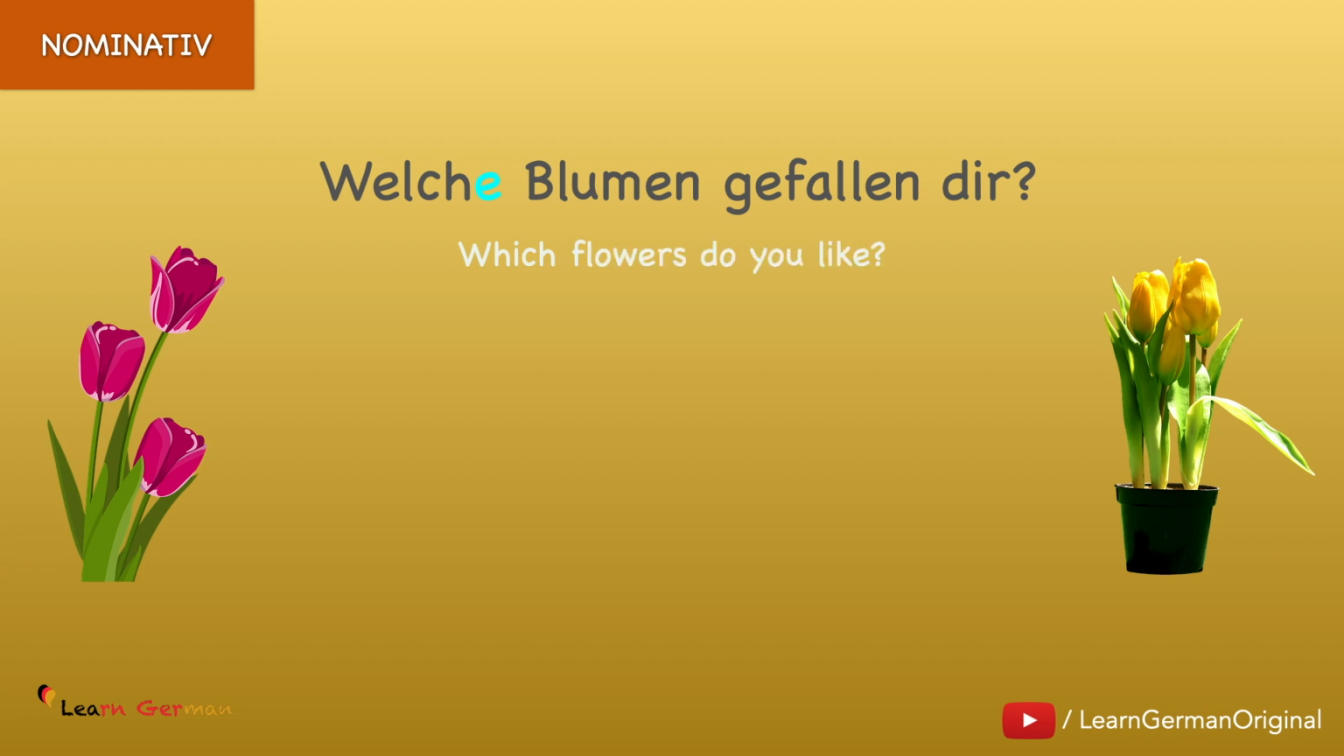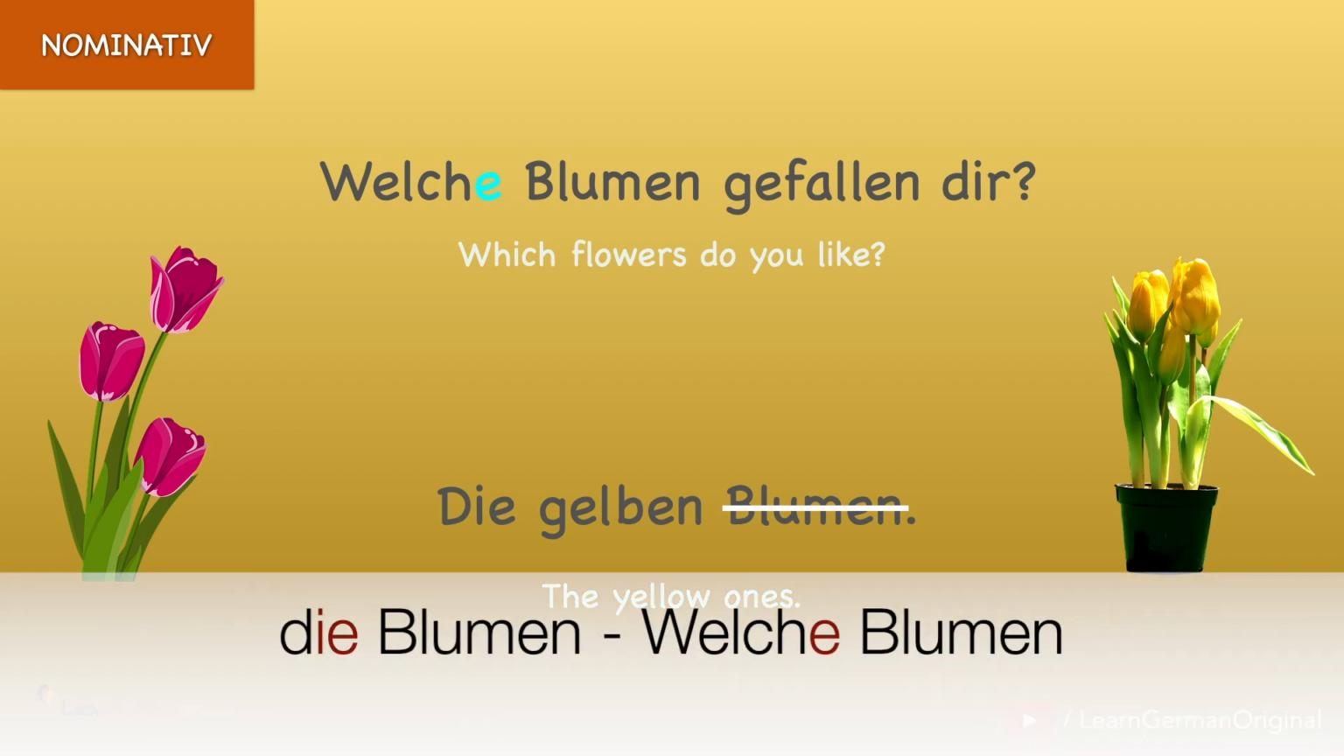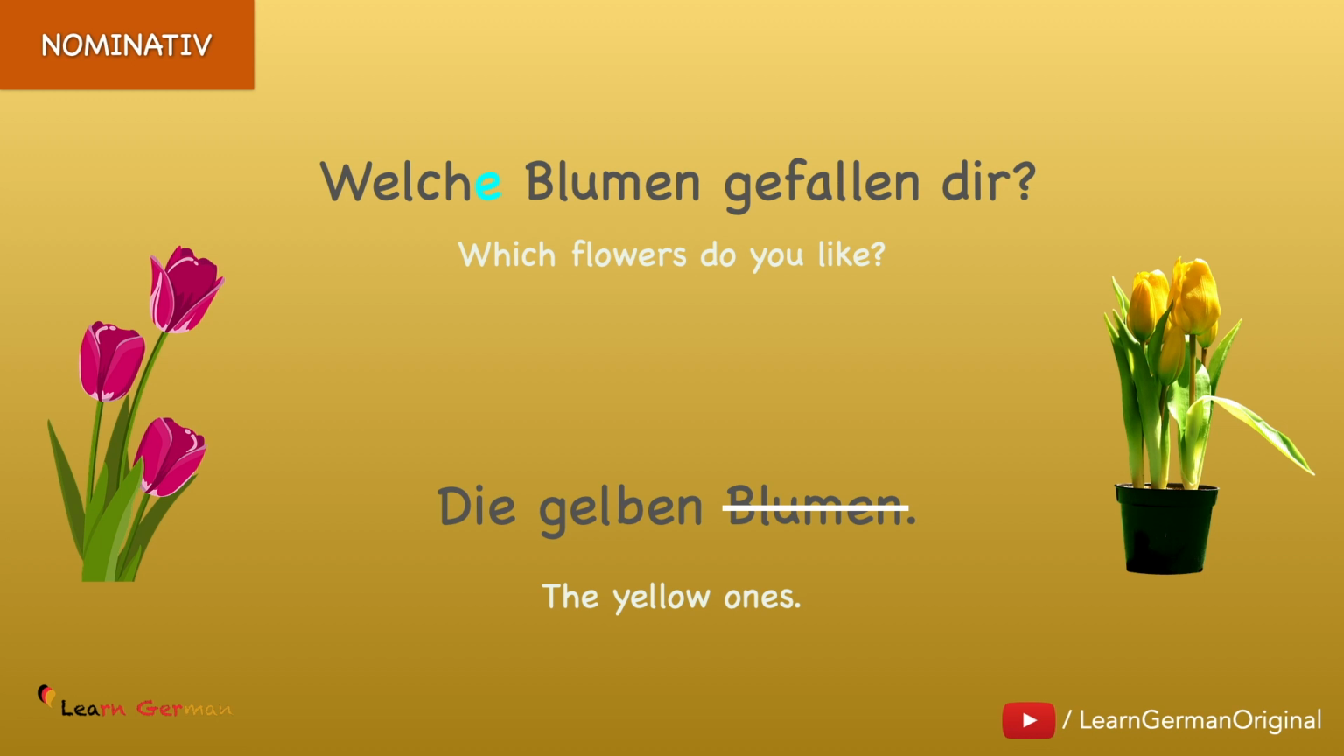And here's the first case, nominative. Welche Blumen gefallen dir? The feminine and the plural article in nominative are the same. Hence, just like feminine article, die Blumen will give the ending e to welche. Welche Blumen? And the answer is die gelben Blumen. Or one could simply say die gelben. The accusative case, just like the feminine and Neutrum article, plural does not change. Here also we will use welche.